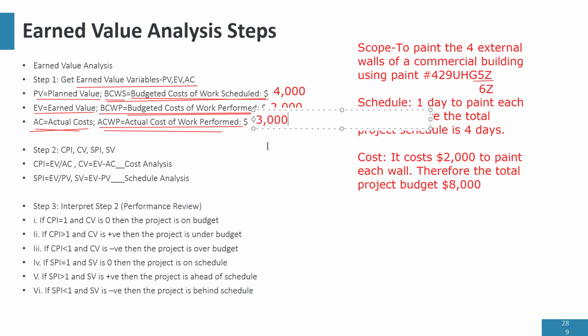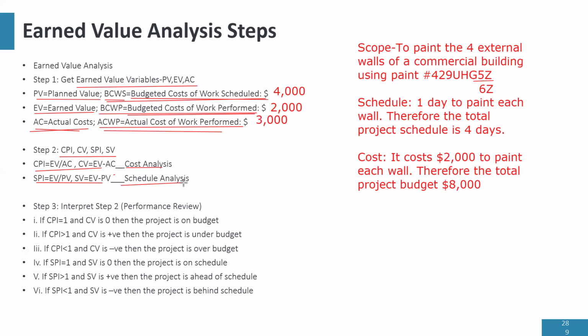You can do variance analysis. If you can't get these three, you cannot do it. So the next thing you do is you go to step 2, calculate CPI, CV, SPI, SV. CPI and CV are for cost analysis on your project. SPI and SV are for schedule analysis of your project. Cost analysis and schedule analysis.